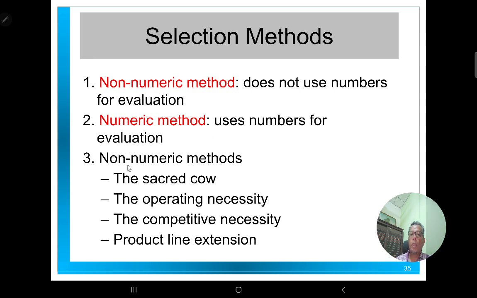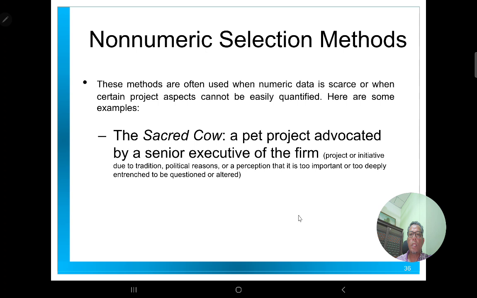So for non-numeric methods, there are many ways or terms that they use: the sacred cow, the operating necessity, the competitive necessity, or the product line extension. So for the non-numeric selection methods, these are the methods which are often used when numeric data is scarce or very little, or when certain project aspects cannot easily be quantified. So here are some examples.